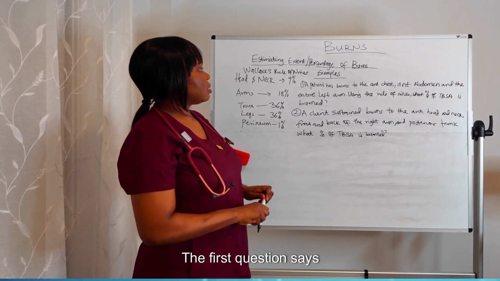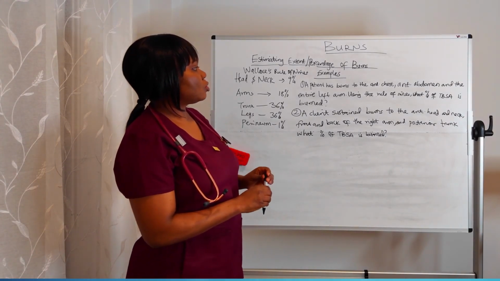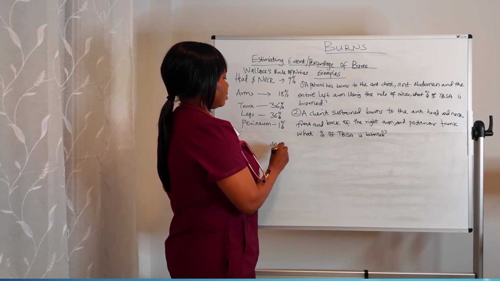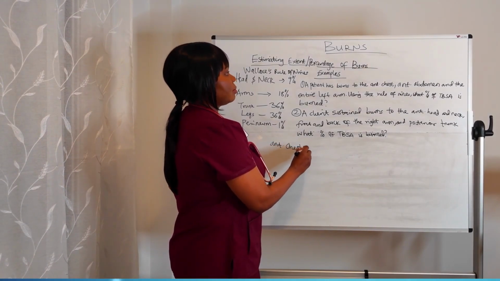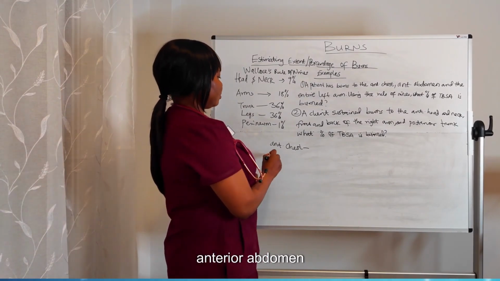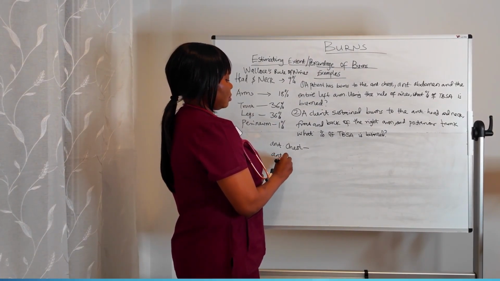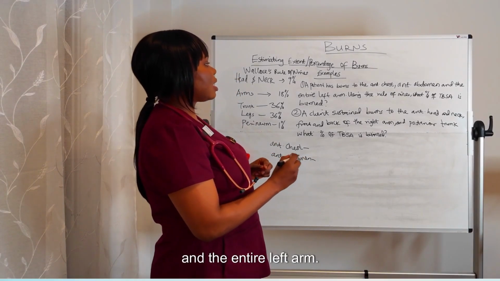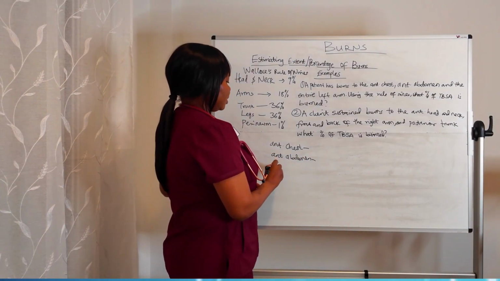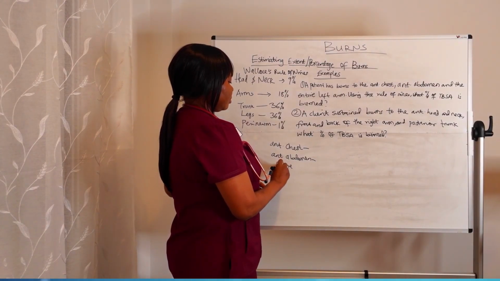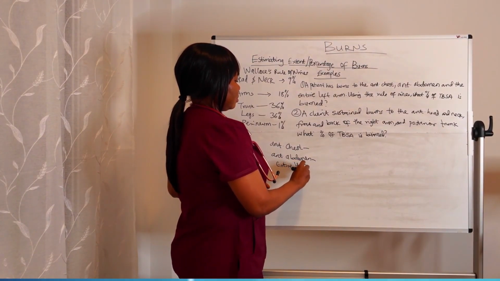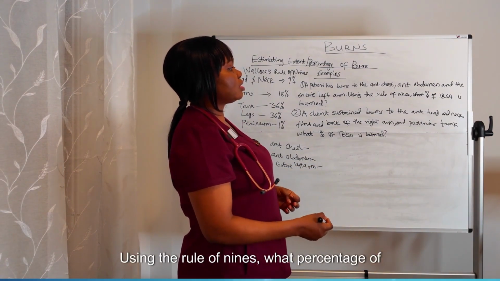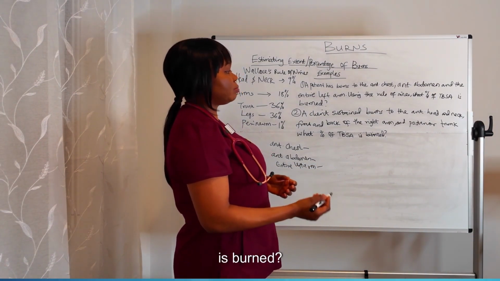The first question says, a patient has burns to the anterior chest. So write down anterior chest, anterior abdomen, and the entire left arm. That's the left arm. It says entire, that's the left arm. Using the rule of nines, what percentage of total body surface area is burned?